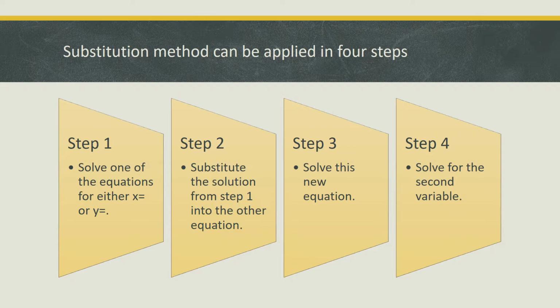Now that I have explained the 4 steps, let me work on the example to show how to do each step. Our equations are 2x plus 3y equals 5 and x plus y equals 5. For step 1, we will be working with x plus y equals 5. And we will solve for y.